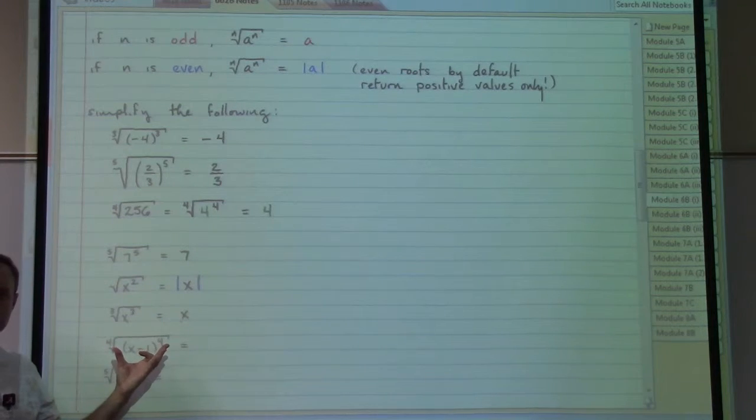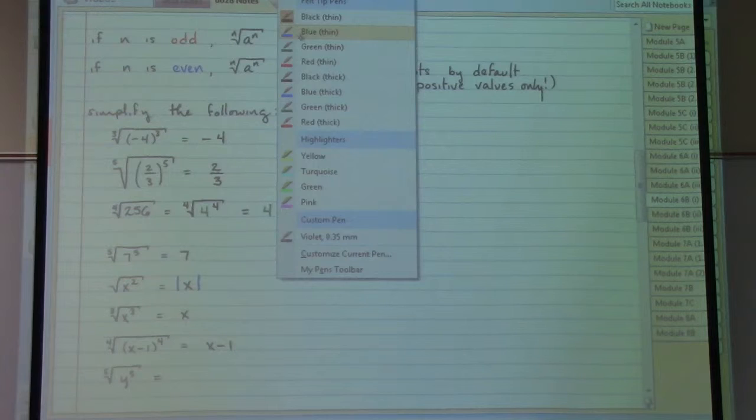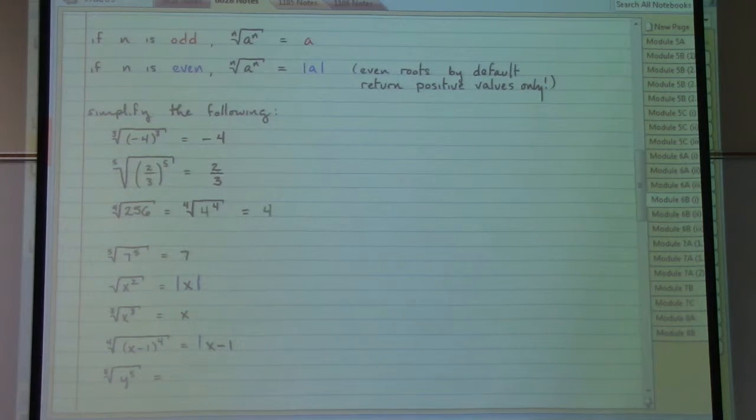4th root. Like we've said before, those even roots have to be positive answers. So when the unlocking takes place here, we get an x minus 1. There is no guarantee that that is a positive answer, so I must put in those absolute value bars, officially speaking. Still haven't let you off the hook as far as that goes. And this could be the last one where we've got to worry about that.